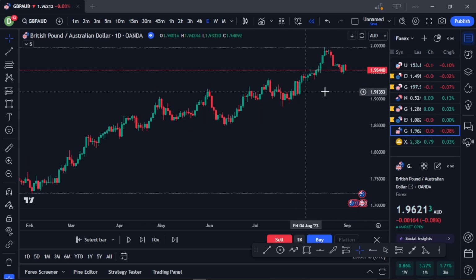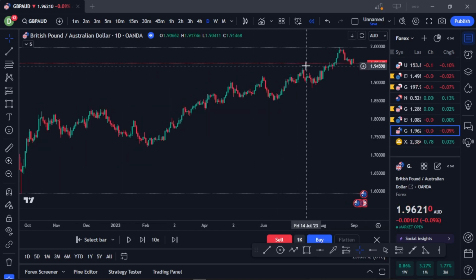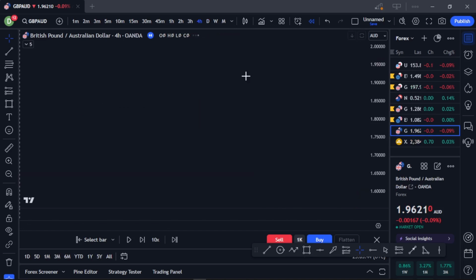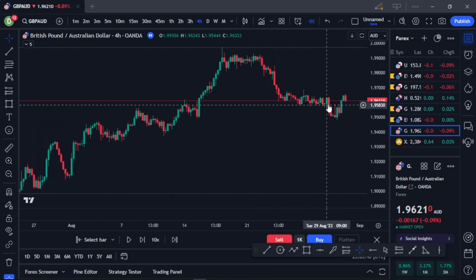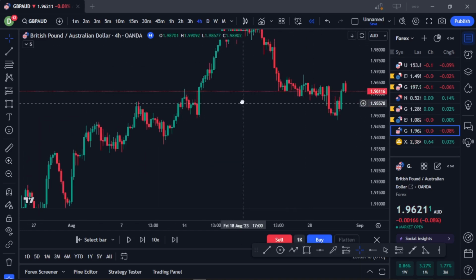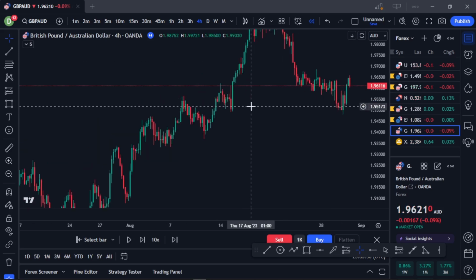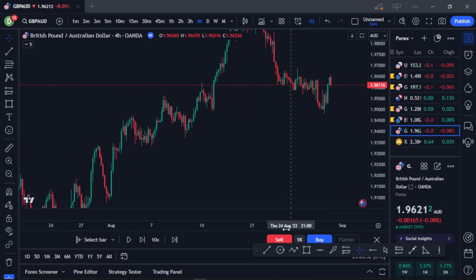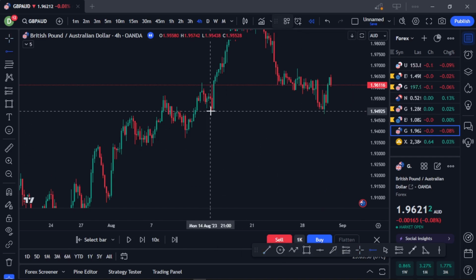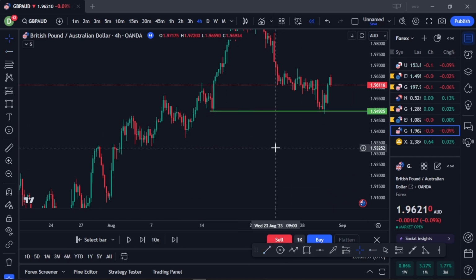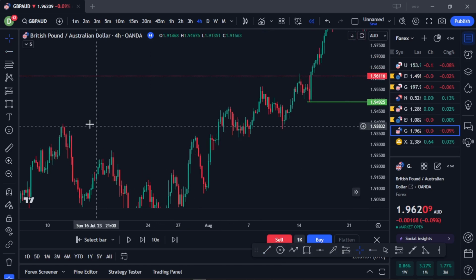So now on the daily time frame, we can clearly see that the market is in an uptrend. Next, we'll come over to the 4 hour time frame. On the 4 hour time frame, we are mainly looking at the key areas that the market has created whilst trending upwards. Over here, we can see we have a very strong support level.